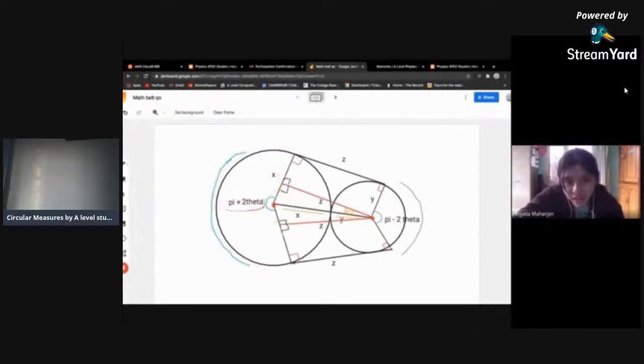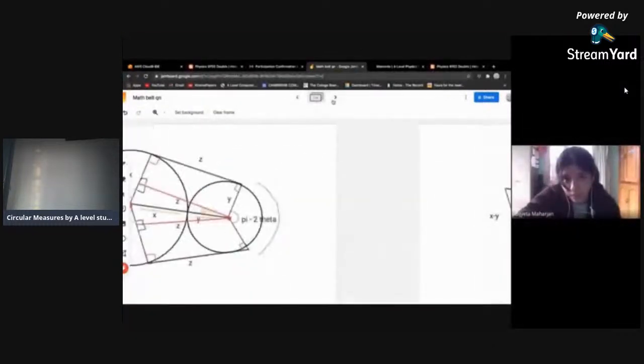Now, how did we get this theta? We understand we have this line. We simply have to add. We understand that these two are arc lengths, and that we will add all of them. But how do we know this theta? For that, let's look into the solution.